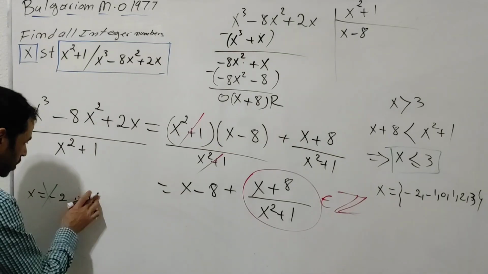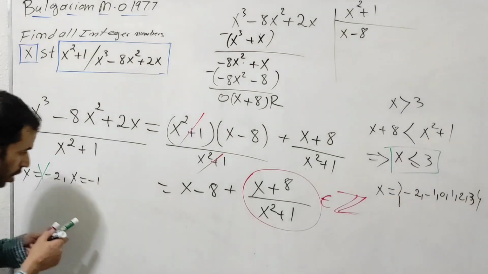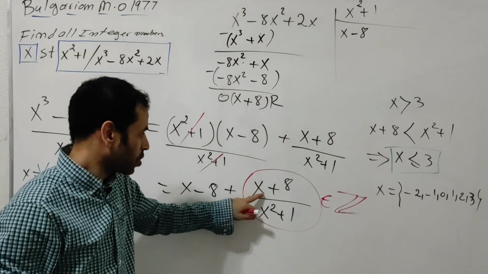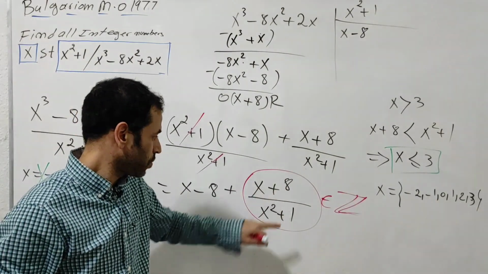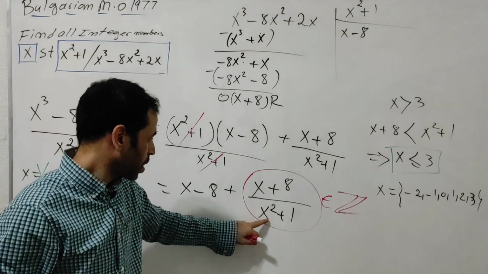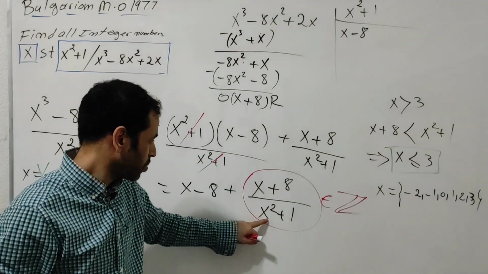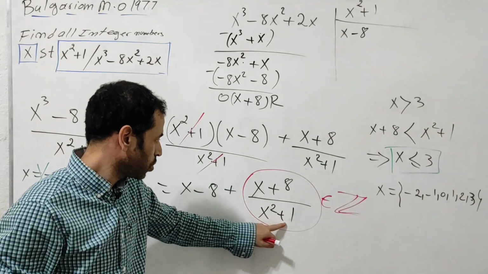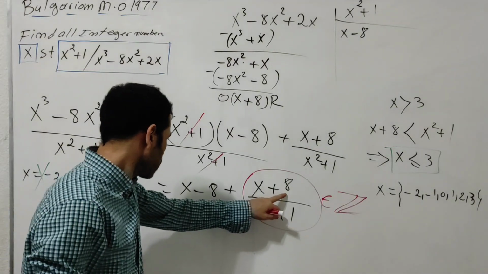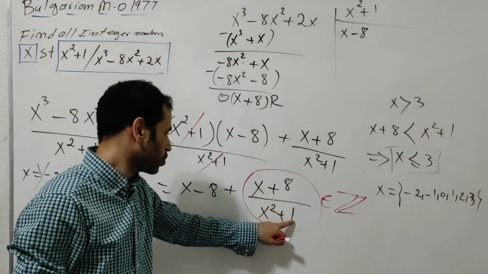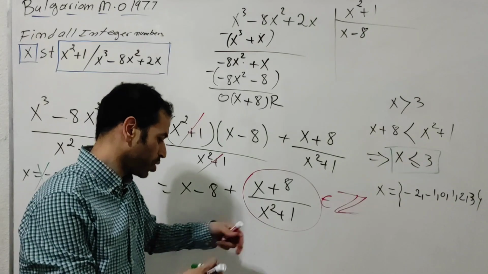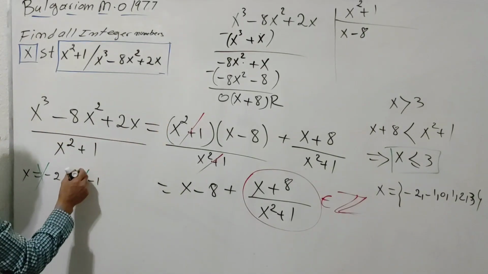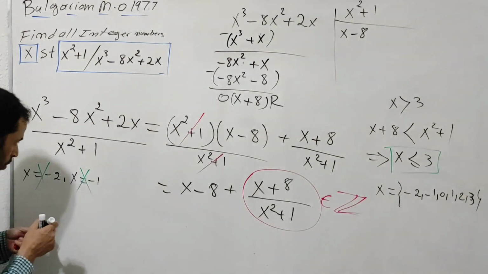I'm going to check x equals minus 1. X equals minus 1: minus 1 plus 8 is giving us 7 in the numerator. Minus 1 squared in the denominator is giving us 1 plus 1, which is 2. That means 7 over 2, so 2 does not divide 7, which is impossible. We are not going to take this one also.